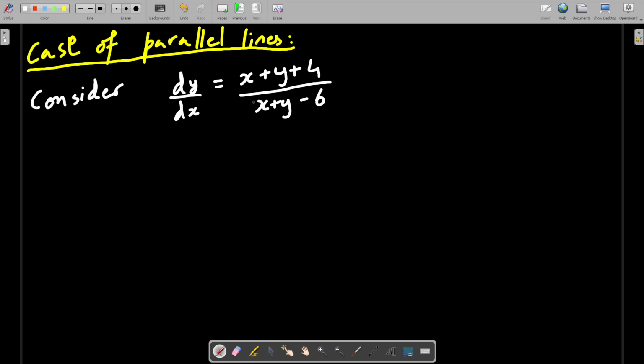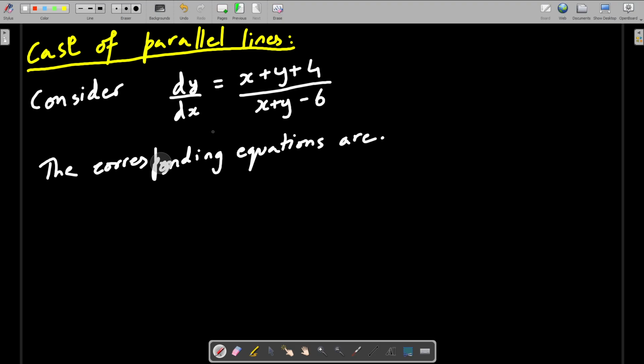Okay, so now observe that these lines are parallel. Okay, form the equations over here. The corresponding equations are, so you will get x plus y is equal to minus 4 and x plus y is equal to plus 6. If I try to solve this equation, we will never get an answer.